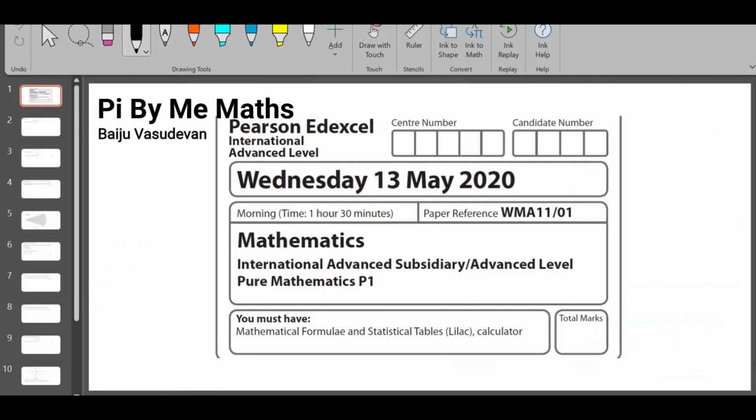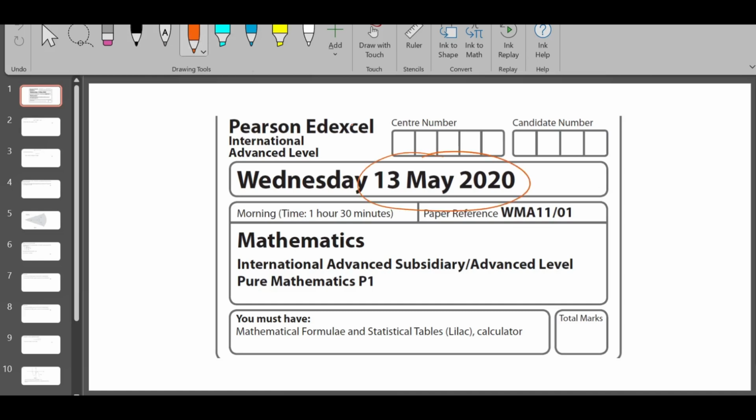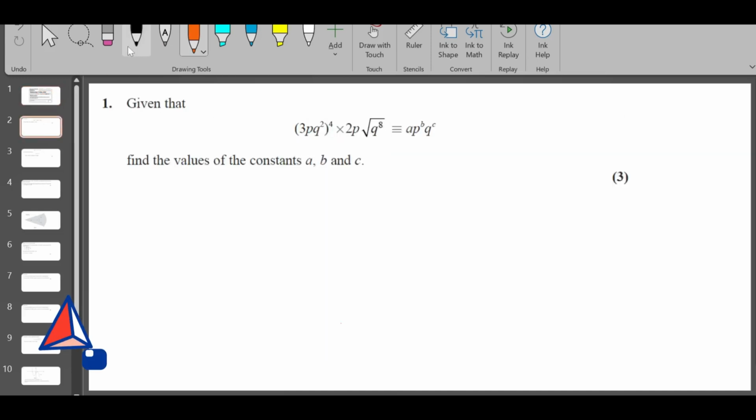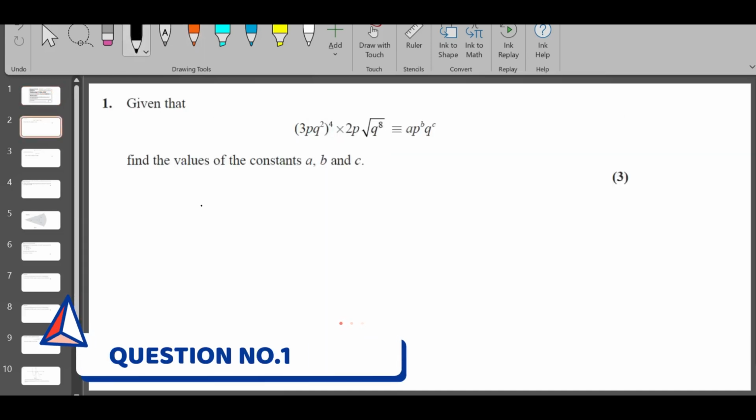This is by Devan. Here we are solving the May-June 2020 Pure Math 1 paper. Take note, this is the same paper used for October-November 2020 also. During the COVID time, no exam happened in the May-June 2020 series, so they used the same paper in October-November. So let's look at question number 1.